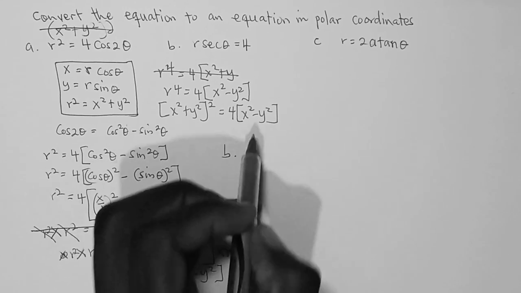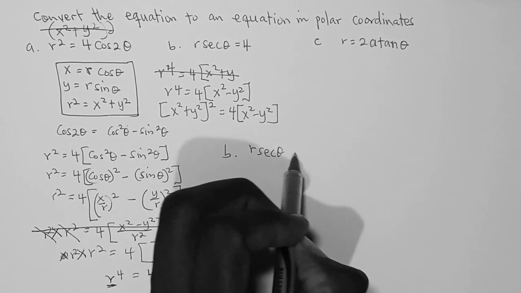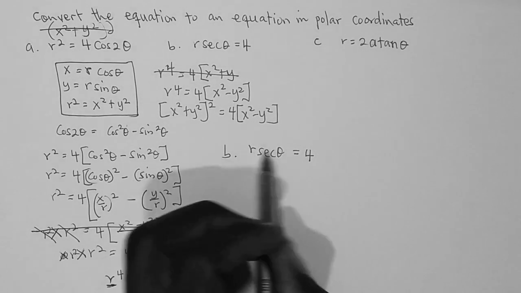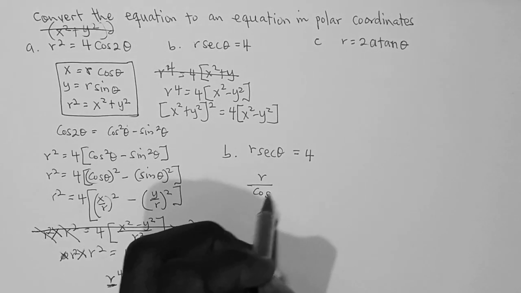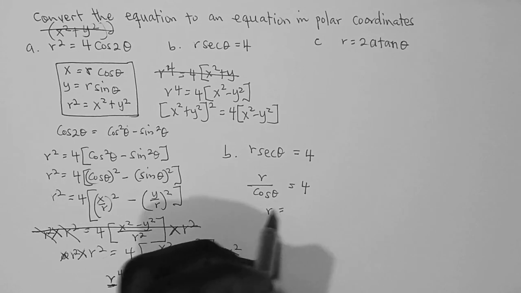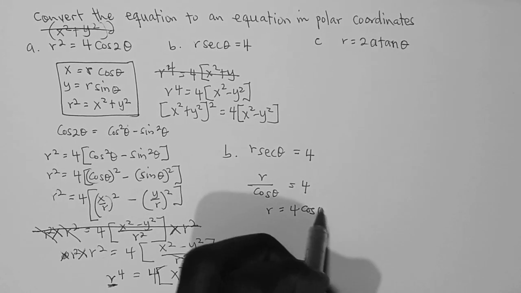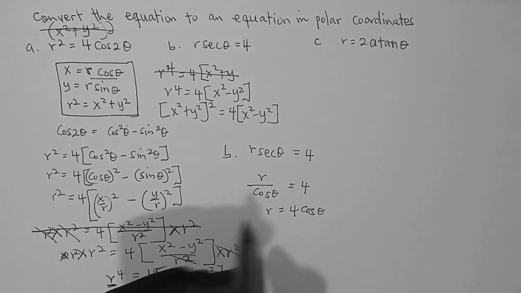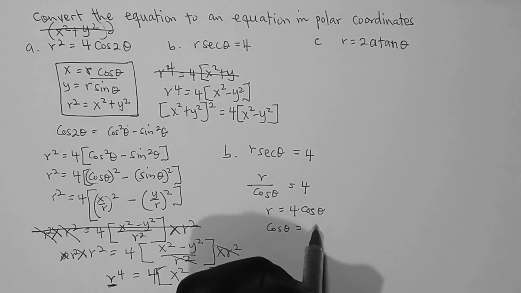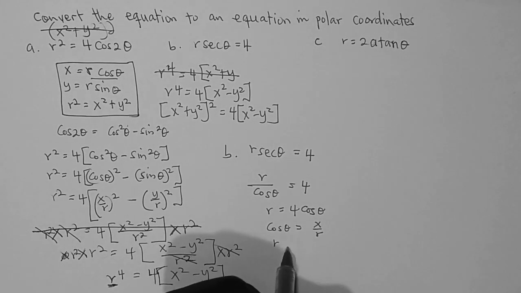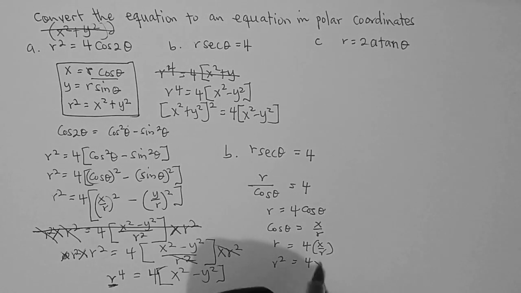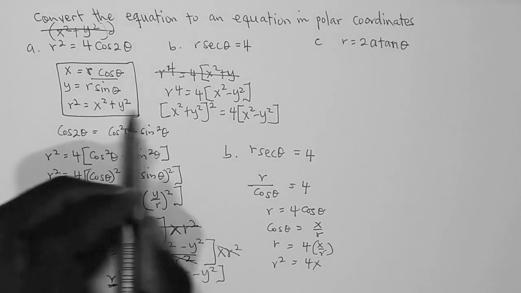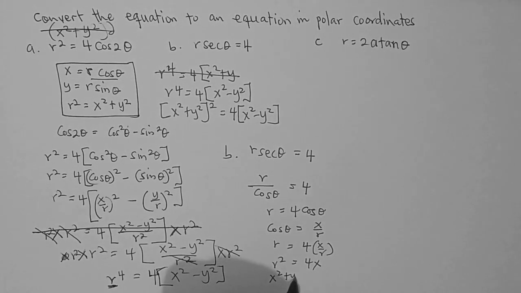Let's come to the B part. B is r sec theta equals 4. Now sec theta is the same as 1 over cos theta, so it becomes r over cos theta equals 4. So r is equal to 4 cos theta. But remember that cos theta is equal to x over r. So r becomes 4 times x over r, and therefore r squared is equal to 4x. But we know that r squared is equal to x squared plus y squared. So x squared plus y squared is equal to 4x.